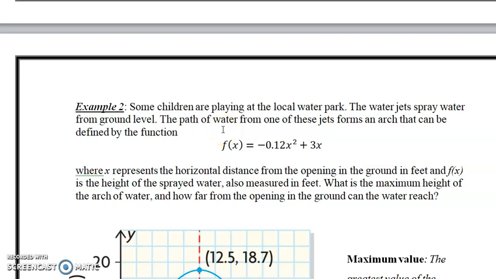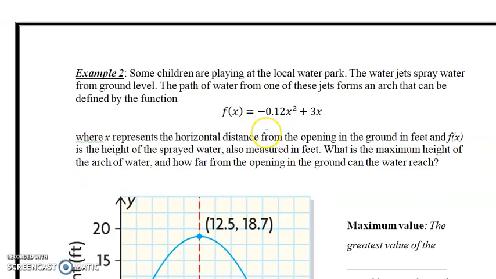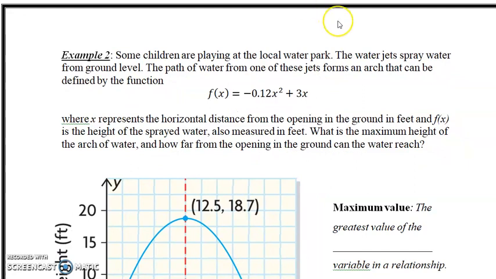Let's look at example number 2. It says some children are playing at the local water park. The water jets spray water from the ground. The path of the water from one of those jets forms an arch that can be given by the function f of x equals negative 0.12 x squared plus 3x.